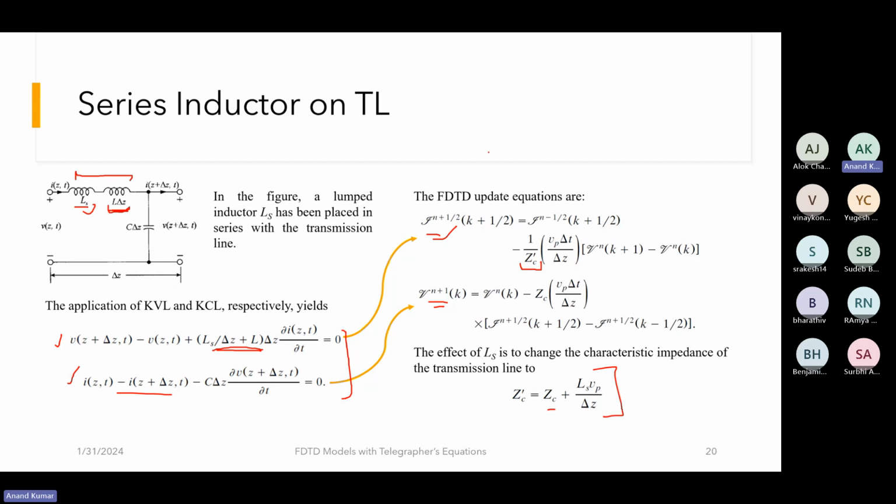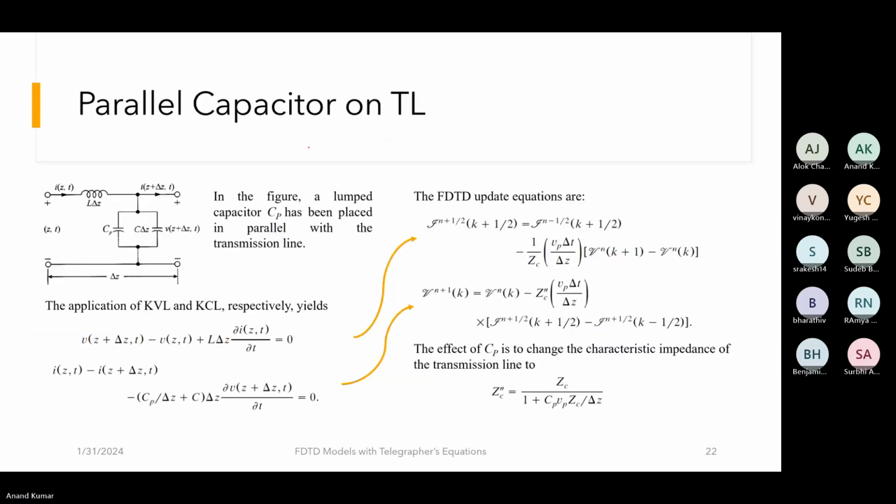Okay, so we'll move to the modeling of capacitors. So now, for the parallel capacitor case, we will include a capacitor in parallel with the transmission line, and what we have done is we have included this capacitor in parallel. This capacitor is now in parallel with the distributed capacitor over here.